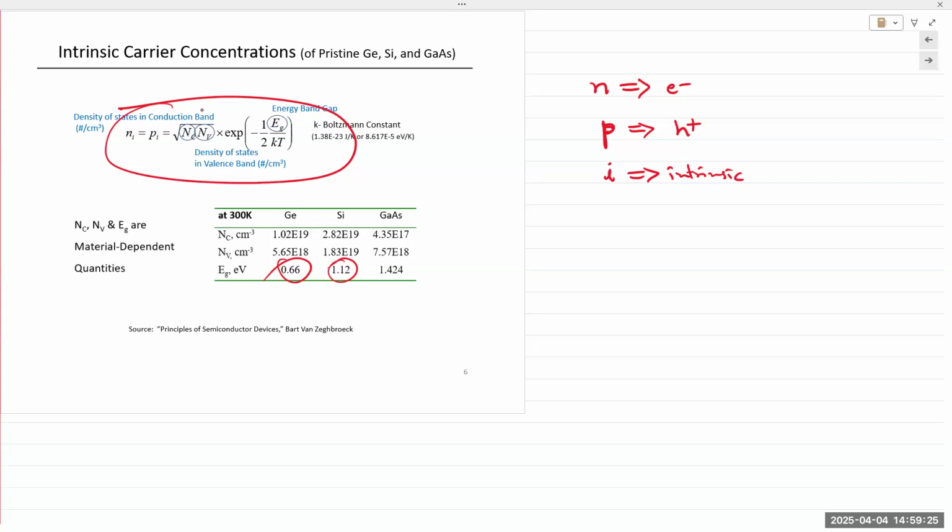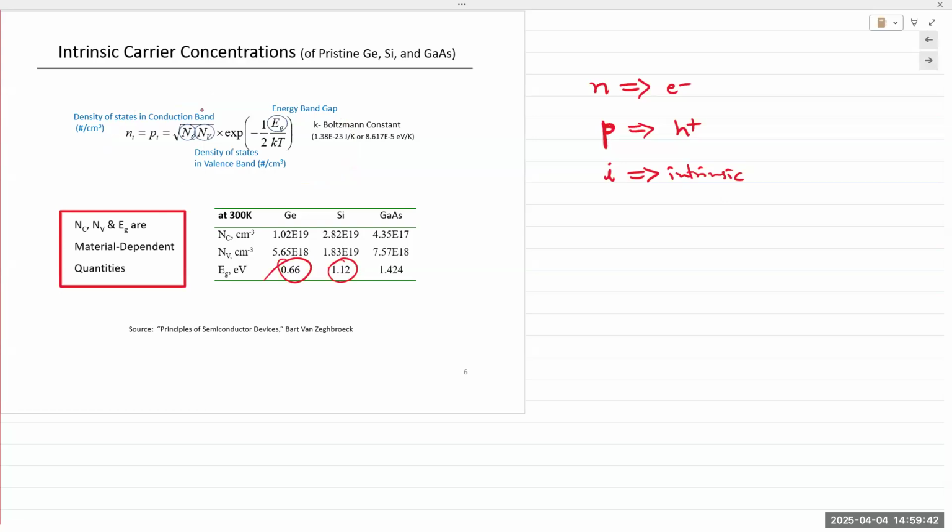Let's take it one term at a time. EG, see, these are all material dependent quantities. They are constants to a certain extent. EG is the energy band gap. We already talked about that, right?